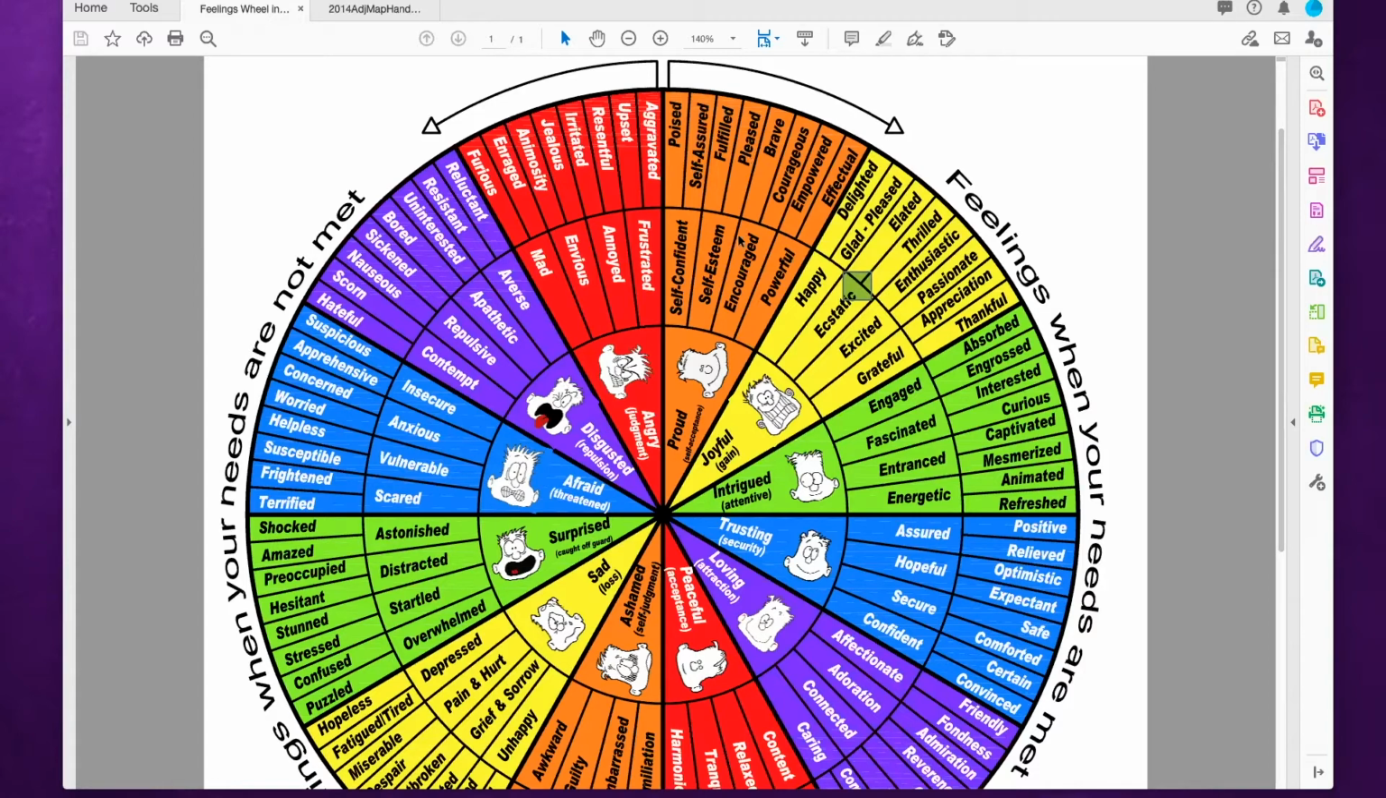But I would suggest to all of you that if the far right side means that your needs are being met at the maximum possibility, at the extreme, I don't know that intrigued and trusting would go there. I would think that when my needs are actually being thoroughly met, I'm more likely to find loving, maybe proud, etc. So that's what I'm just saying.